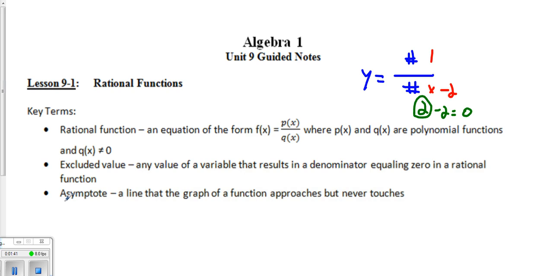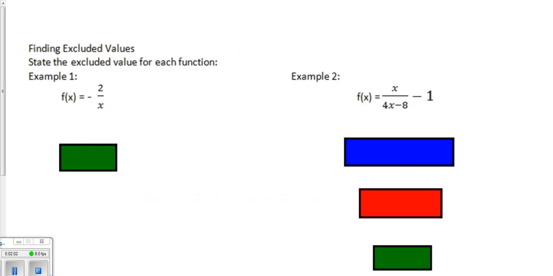And the last term is called an asymptote. An asymptote is a line of the graph of a function that it'll approach, but it'll never actually touch. So it gets very, very close to a certain line, but it never actually touches that. And we'll go over how to find these asymptotes and how to use them to graph the functions in just a little bit. First, let's go over how to find excluded values.